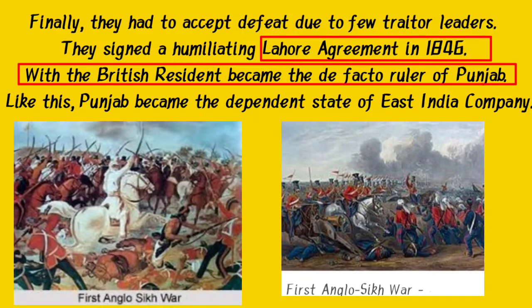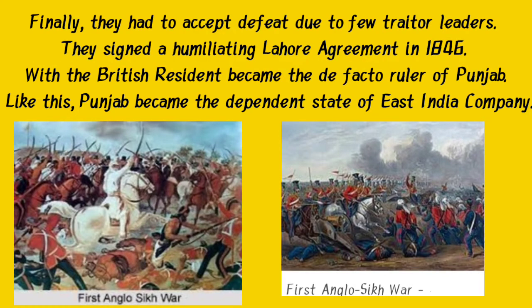Here, all the combined forces who had been allied among themselves were completely defeated by the British. Not only that, they were forced to sign a humiliating Lahore Agreement in 1846. With this, the British resident became the de facto ruler of Punjab and Punjab came under the East India Company. This was the first dependent state of the East India Company. Again, the English were able to show their diplomacy and supremacy in the war against the Sikhs.